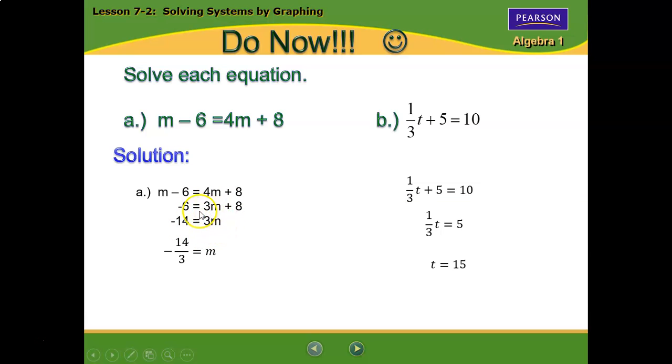Now to isolate our m, we have to get rid of this 3 because the leading coefficient has to be a 1. So we're going to divide both sides by 3. So negative 14 divided by 3, and we are finished. Let's look at the second one here.